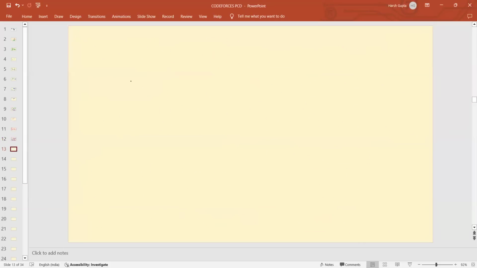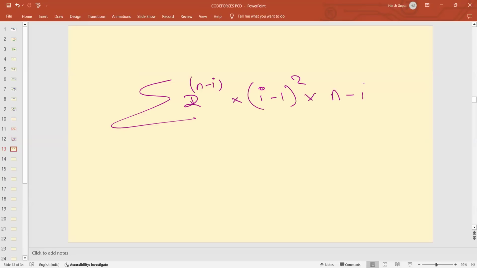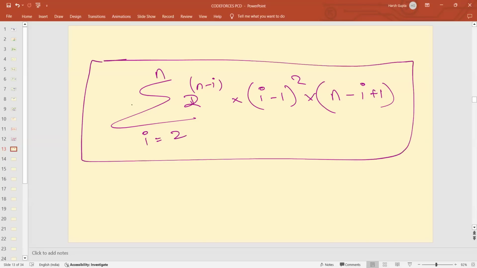So that is the simple thing that you need to calculate: the summation of 2 power n minus I multiplied by I minus 1 square multiplied by n minus I plus 1, with I ranging from 2 to n. If you are able to calculate this thing, then the things are done.